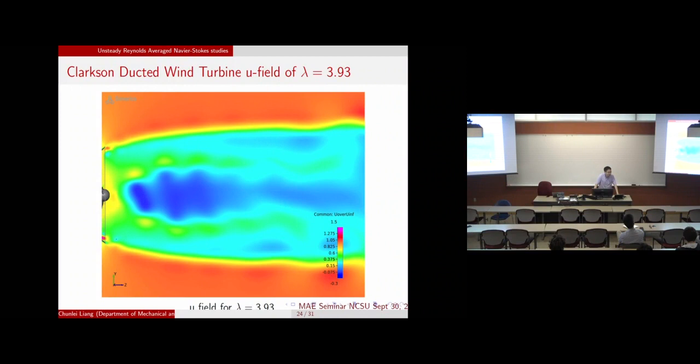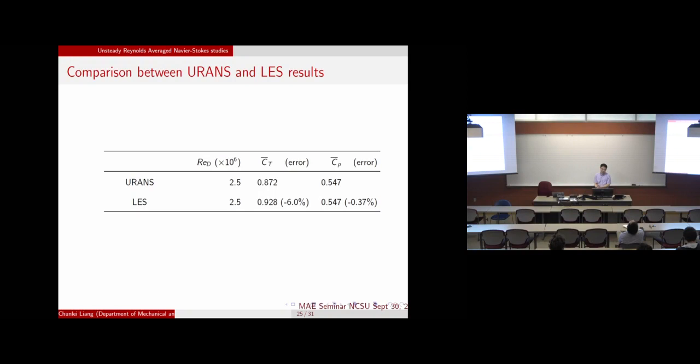Let's compare URANs against LES. URANs takes a couple of hours, and LES is like a month, or 2 weeks on 2,000 CPUs, maybe something like that. And you can see that for CP, URANs captures the torque coefficient very well. But for thrust, the difference is about 6%. So with the URANs, you don't need to resolve the structure of the turbulence.